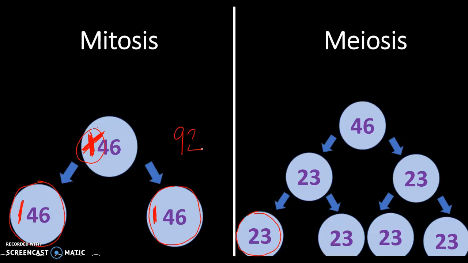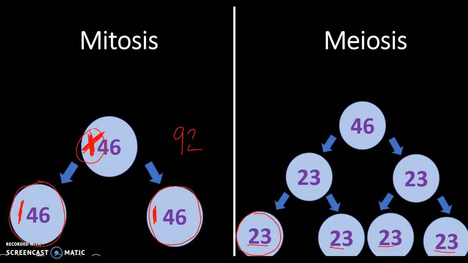That would make a cell with an abnormal amount of chromosomes, and that wouldn't be viable. That cell would die off if it ever got fertilized. In meiosis, on the other hand, we get 4 gametes, 4 sex cells, and each one has 23 chromosomes each. Those will all become their own sex cell.